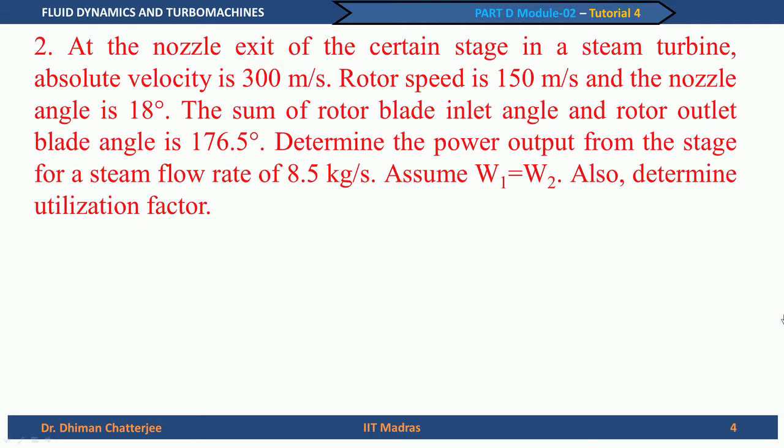If the sum of the rotor blade inlet angle and rotor outlet blade angle is 176.5 degrees, we need to find out the power output from the stage for a steam flow.